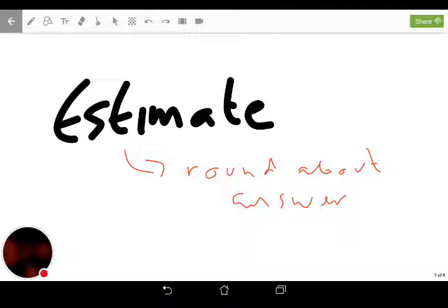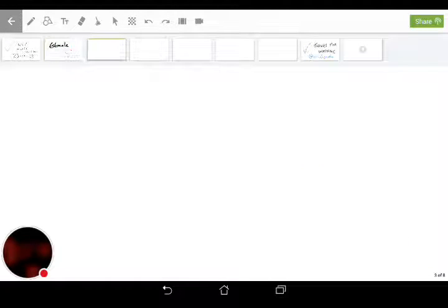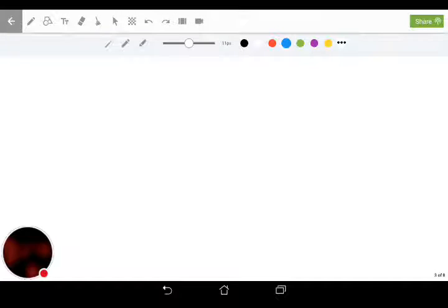Now, by that, it doesn't mean find the exact answer and then take a little bit off, or find the exact answer and change one of the numbers. What it means is it wants you, early on, to change the figures in the question. It wants to change them to a very, very easy to use set of numbers. The way that we do that is we change everything to one significant figure.